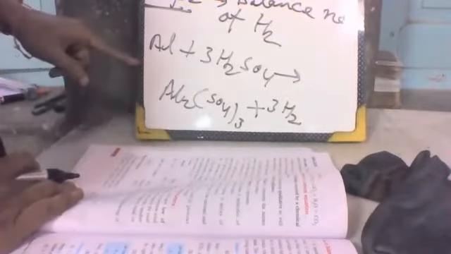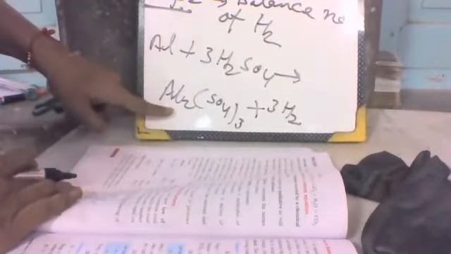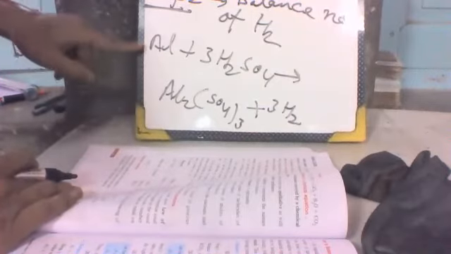and here the number of aluminium is 2, but here the number of aluminium is 1 only. So at last, third step: balance aluminium. To balance aluminium, we have to put 2 before the aluminium.